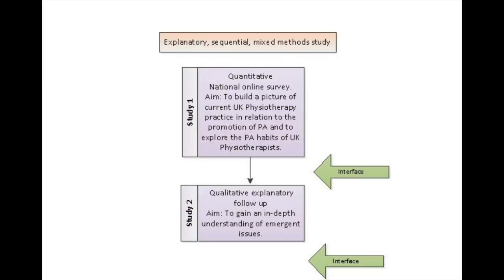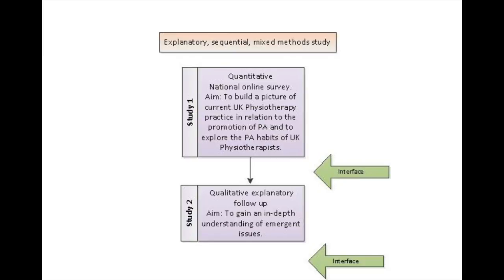So this is a flowchart of my explanatory sequential mixed methods study. You can see study 1 is the quantitative portion and study 2 is the qualitative portion. And in between study 1 and study 2 there's a green arrow there, which is the first point of interface. So this is where mixing actually occurs, and what that means for my PhD is that study 2, the qualitative phase, will be very much determined by the findings from the quantitative phase. So we'll be taking the findings from the survey and using that to develop a topic guide and to really plan and inform study 2.